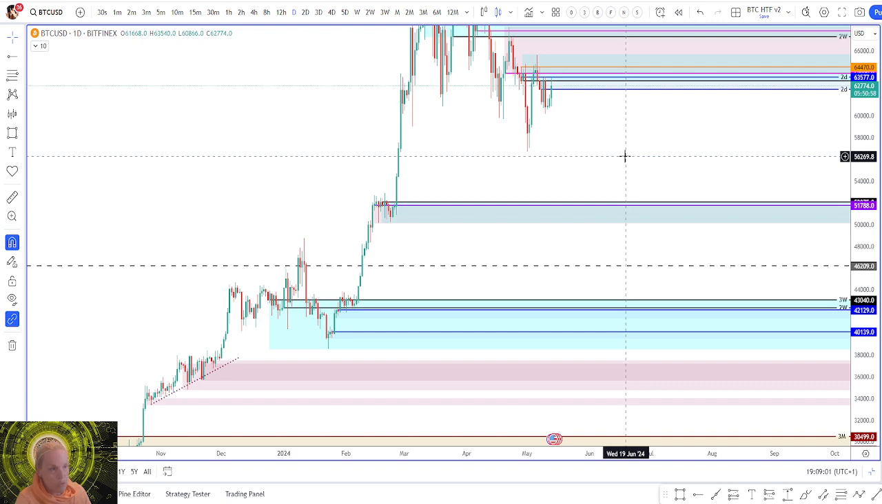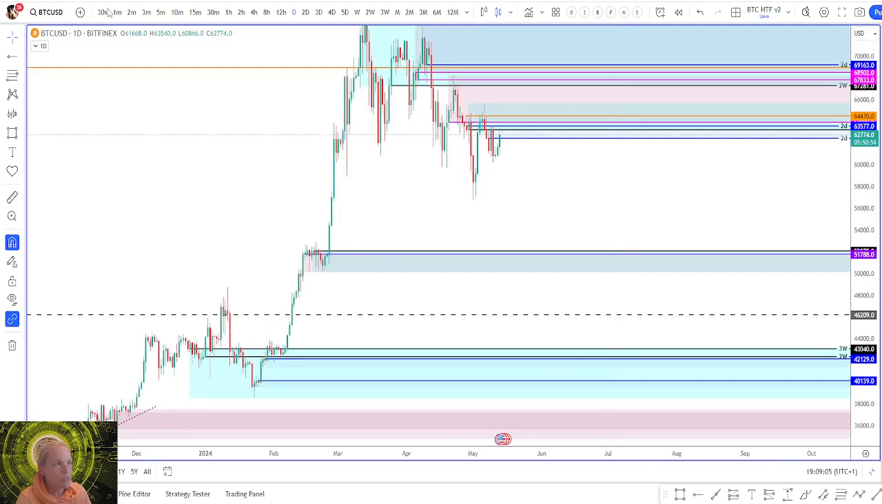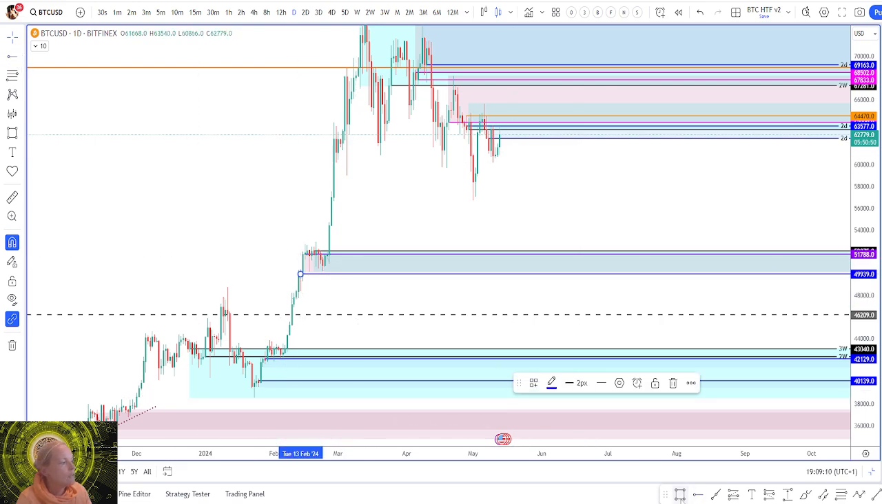If you're a trader, which is obviously what my information is more targeted towards rather than investors, you're saying, okay, this is a 3-week zone.